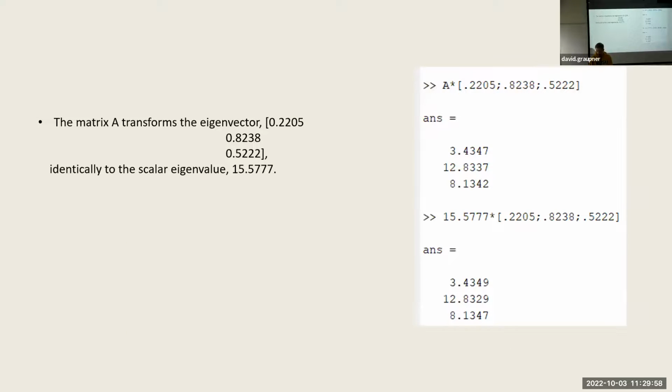And then we can see that if we multiply matrix A times the eigenvector, we get the exact same output as multiplying one of our eigenvalues times the eigenvector.